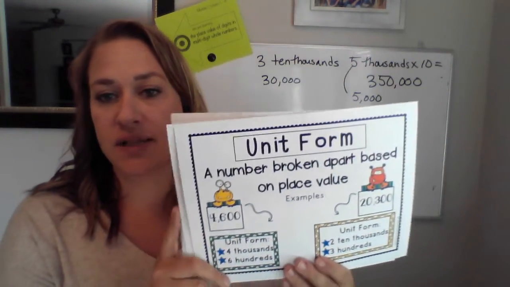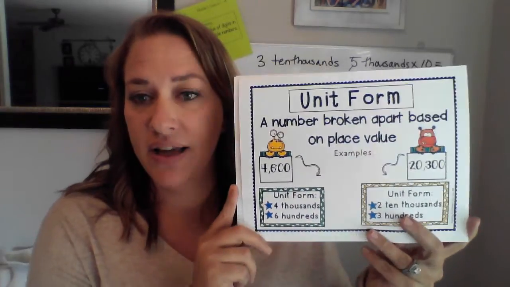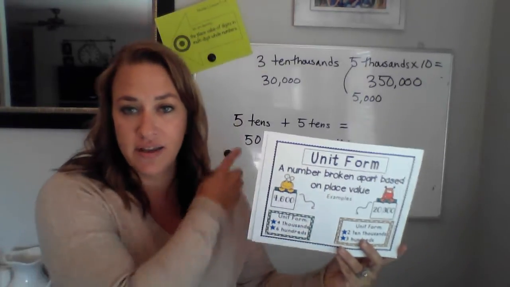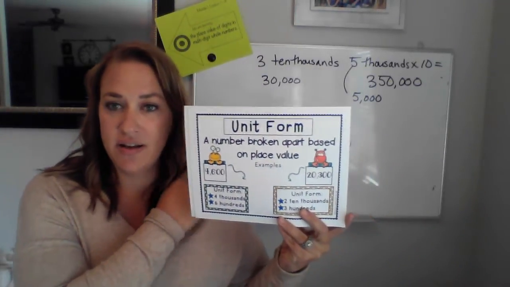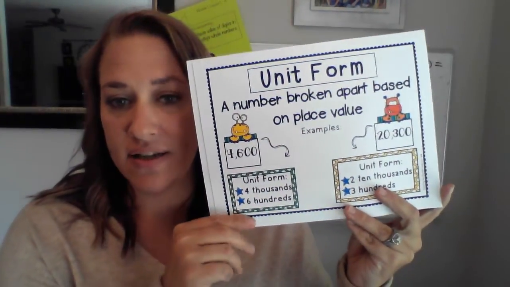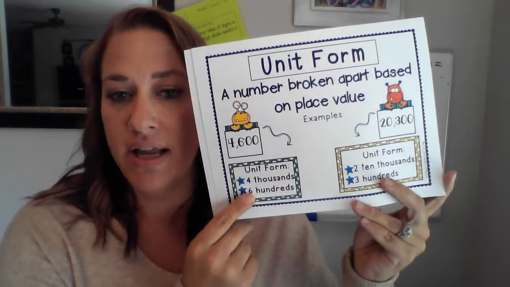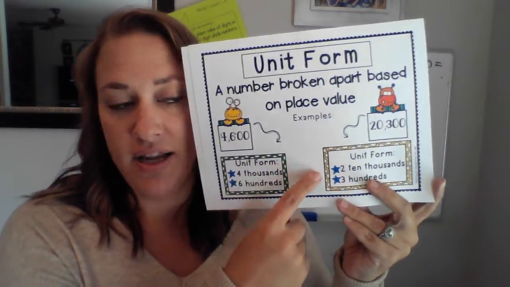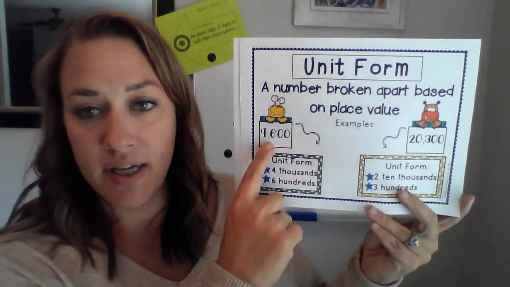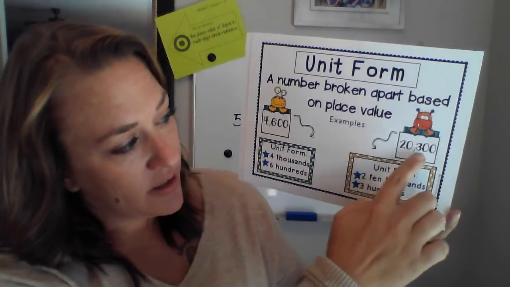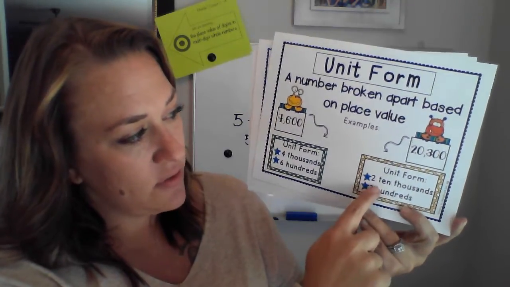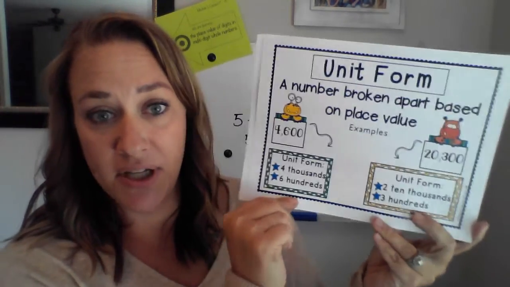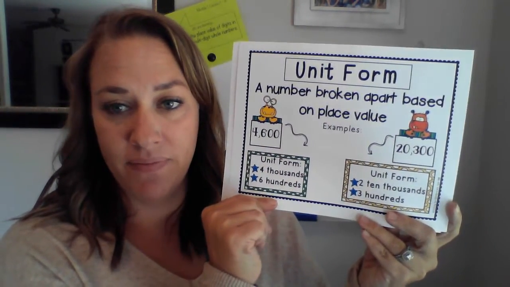Unit form is when the number is broken apart based on the place value. And this is what you guys have seen a lot, like this was just our lesson 3. We saw that a lot in our last few lessons. So 4,600 unit form is 4,000s and 600s. So this would be unit form. And then there's our standard form. Okay, so you see both of them here. 20,300. We have two 10,000s and we have 300. So that is our unit form. Okay.